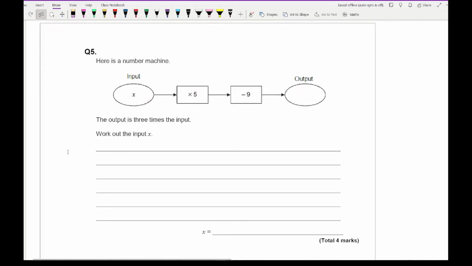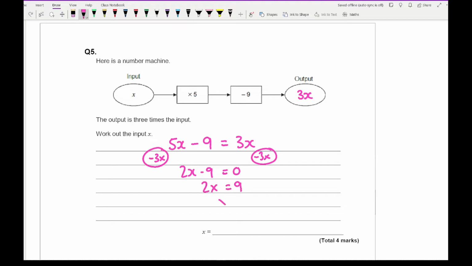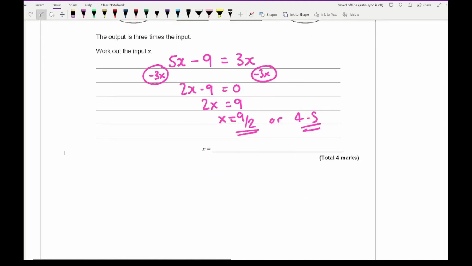Then moving on to question 5, it says here is another number machine. It says the output is 3 times the input. So let's start by, well, if the input is x, then the output is going to be 3 times as much. So that's going to be 3x. So from this, what we've got to do is very, very similar to what we did before. So here I've got to set my equation, so x times 5, which is 5x, take away 9, and that equals 3x. So again, with a double-sided equation, you take away the smallest x from both sides, leaving me with 2x minus 9 equals 0. Take the 9 over, so x equals 9 over 2, or 4.5. And again, it's entirely up to you which one you prefer.